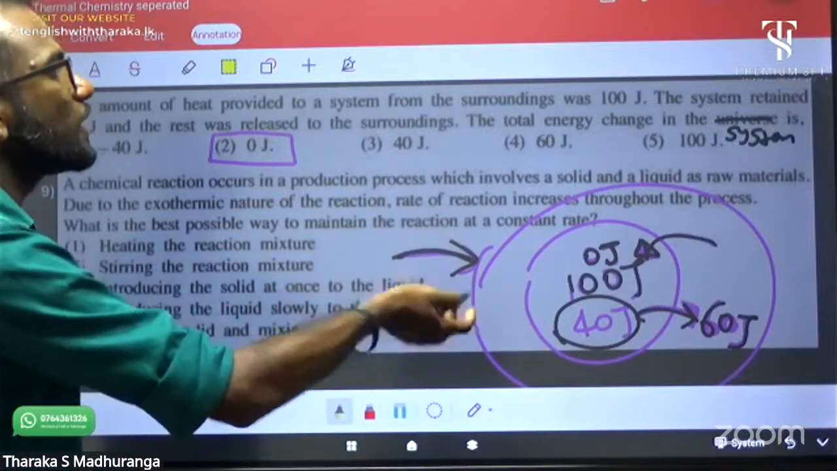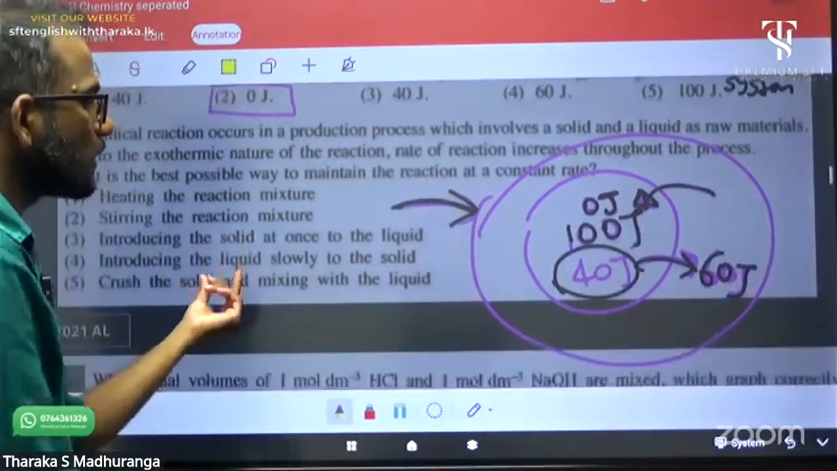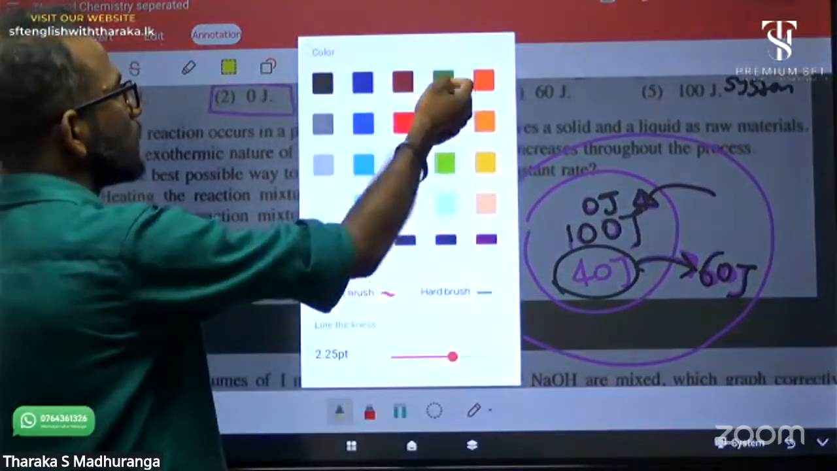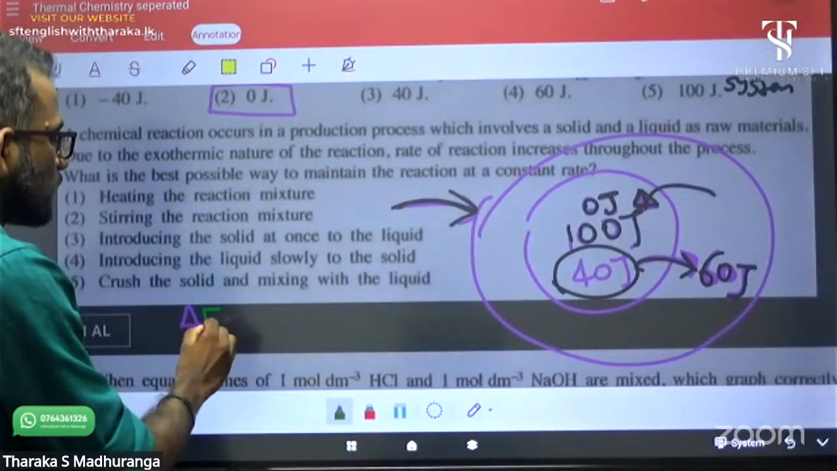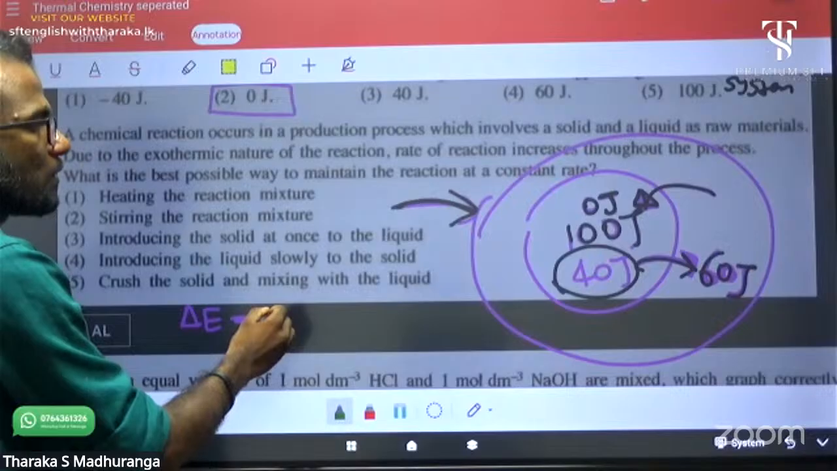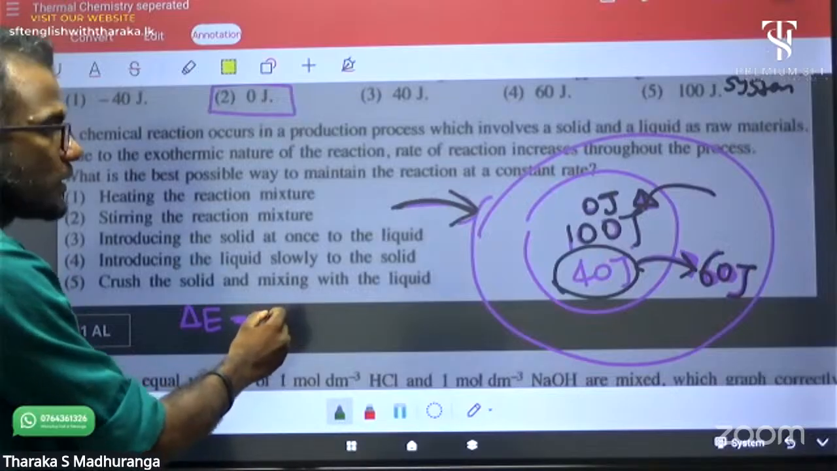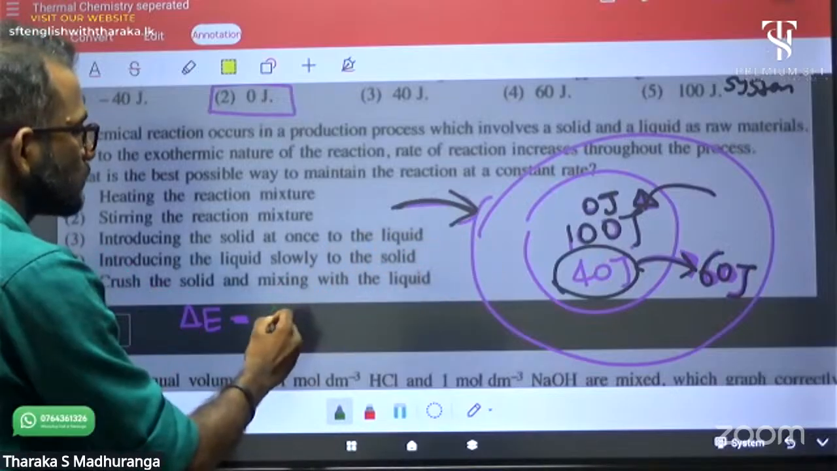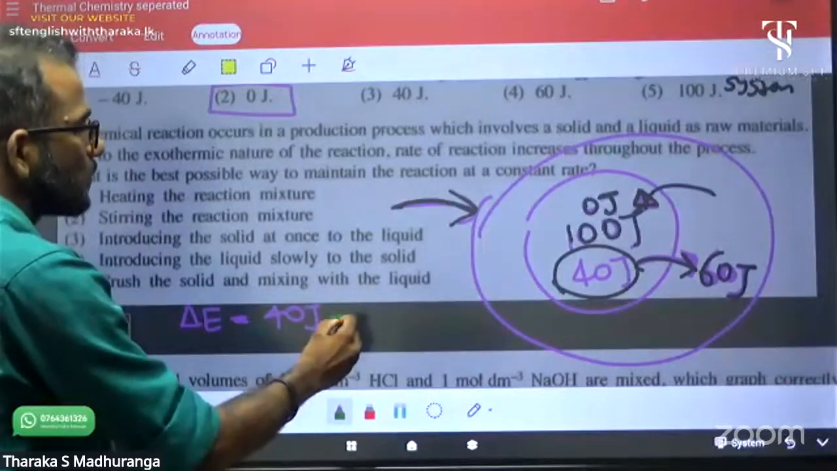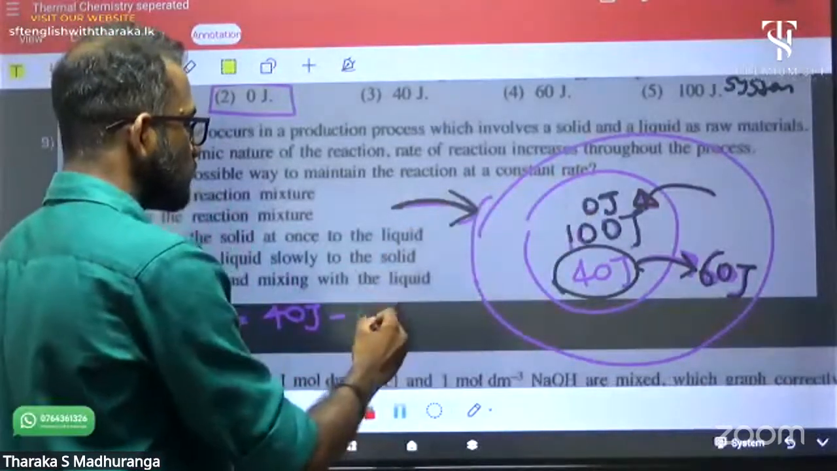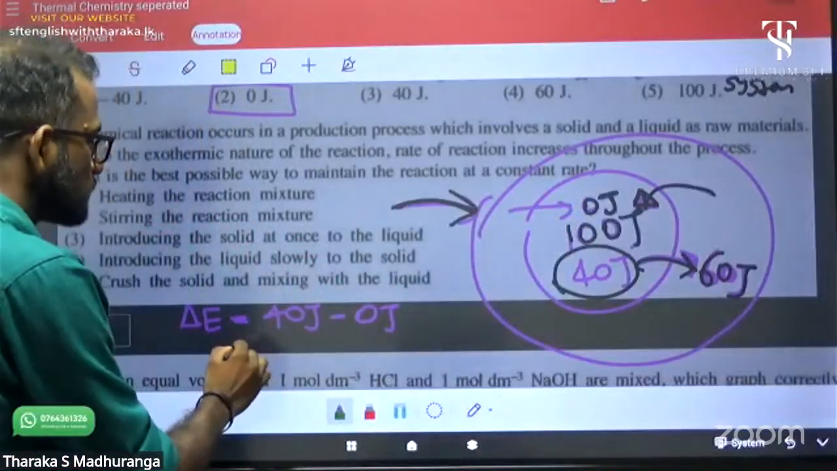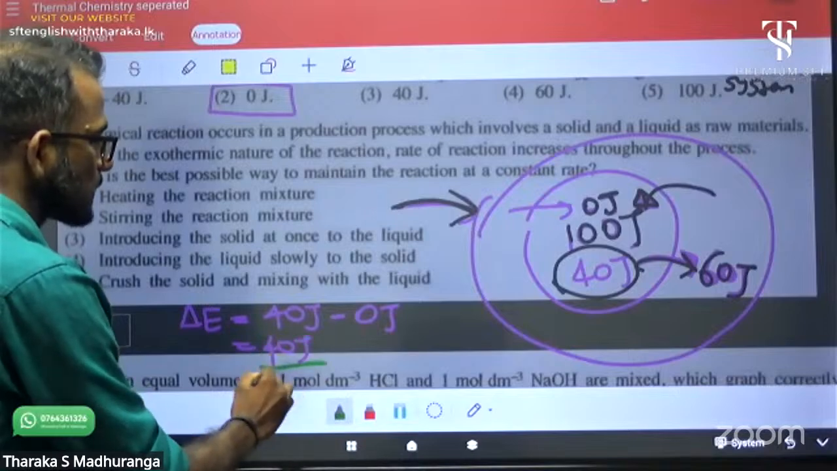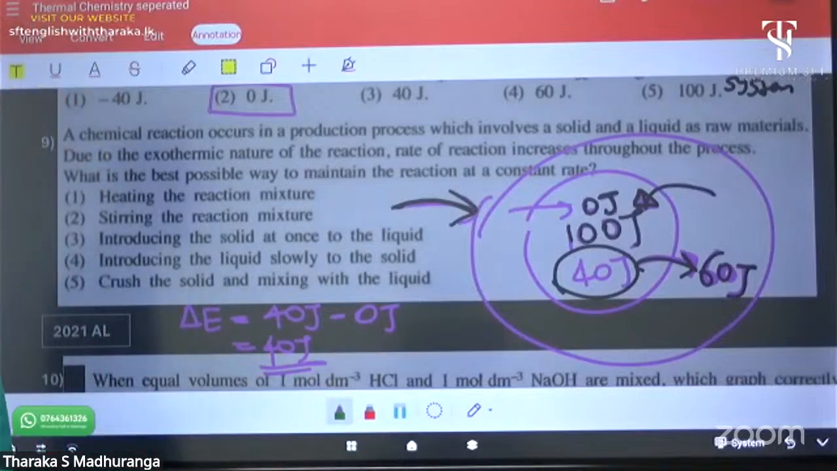The total energy change in the system. Now, what is the energy? The total energy change means delta E equals final energy minus initial energy, right? Final energy retained is 40 joules, minus initially it is 0. It's plus 40 joules. Right?